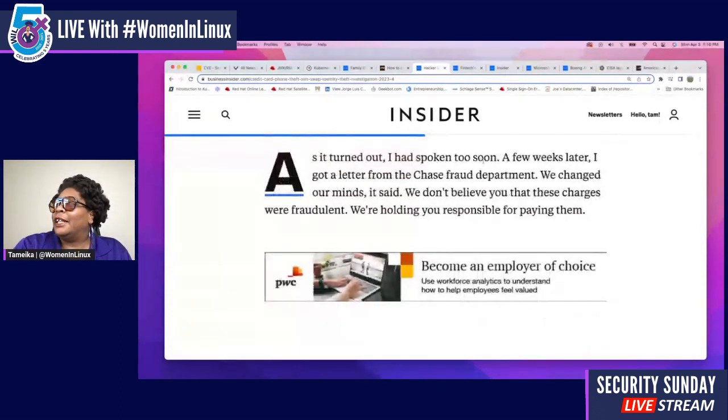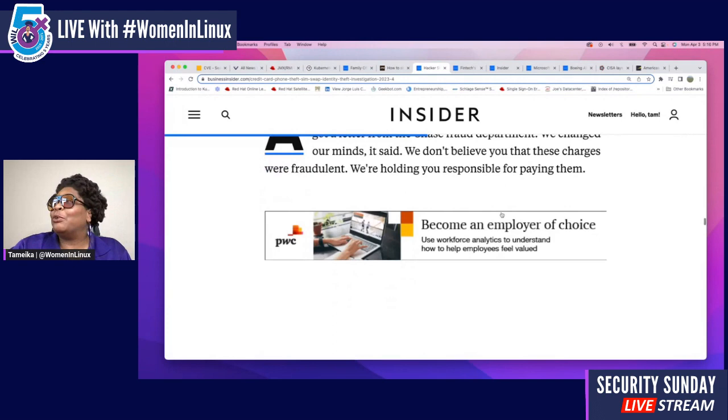As it turned out, I had spoken too soon. A few weeks later, I got a letter from Chase's Fraud Department. "We changed our minds," it said. "We don't believe you that these charges were fraudulent. We're holding you responsible for paying them."